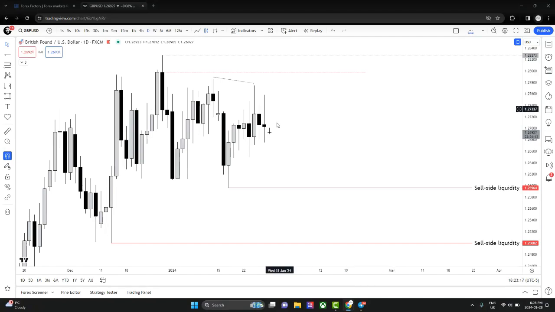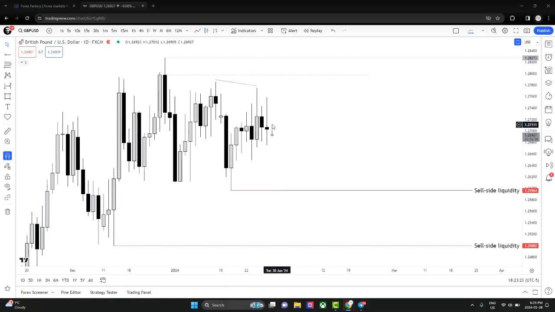So currently with the Great British Pound, lackluster price action, right? There's really nothing to really do right here. If you're trying to trade GBP USD right now, you're insane, right? This is not clean price action, right?